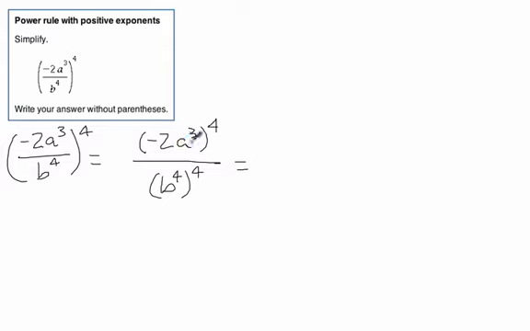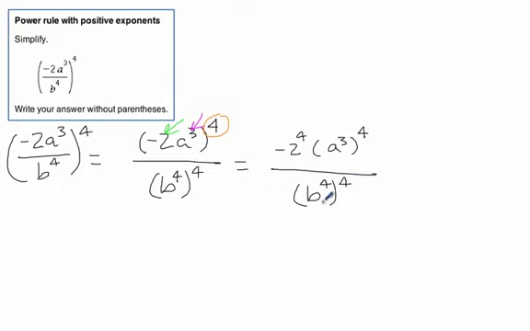Let's just deal with the top first. We want to make sure that we raise each of these little parts to the fourth power. So we're going to take negative 2 to the fourth, then we're going to have a to the third raised to the fourth. Okay, now let's do the same at the bottom. We can't really simplify that any further right now.